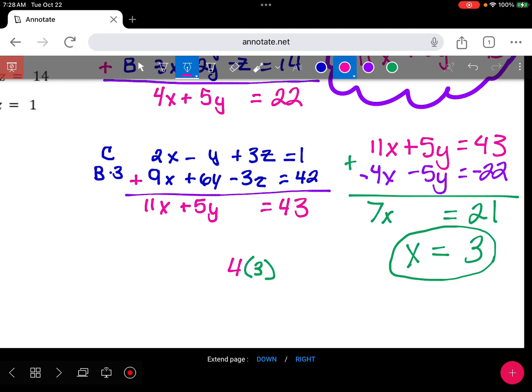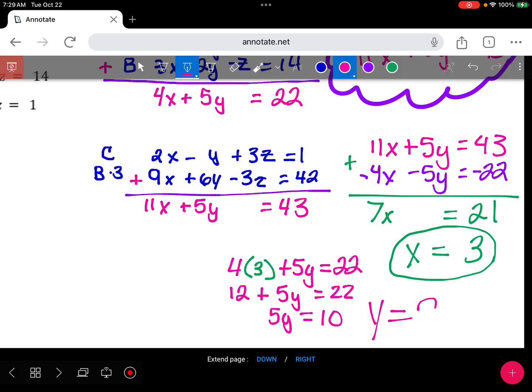So we're going to have 4 times 3 plus 5y equals 22, which means 12 plus 5y equals 22. What do we do next? Subtract 12. I get 5y equals 10. So what does y equal? y equals 2.